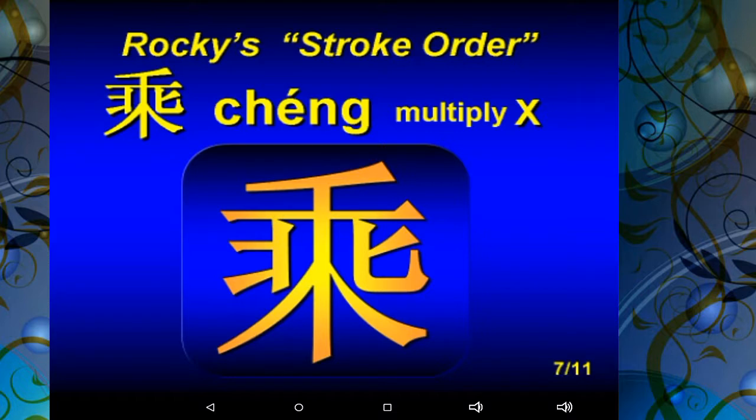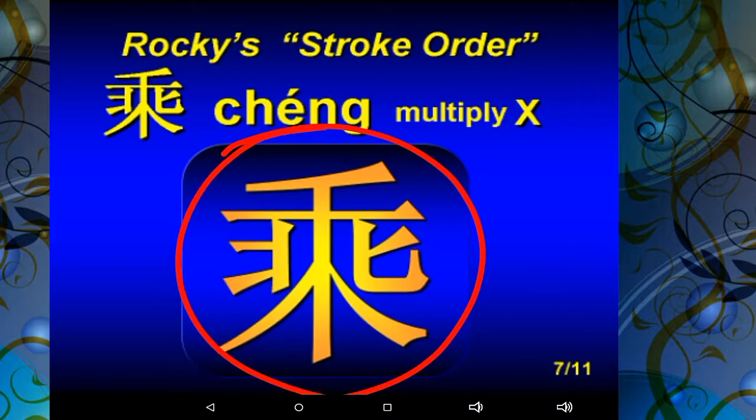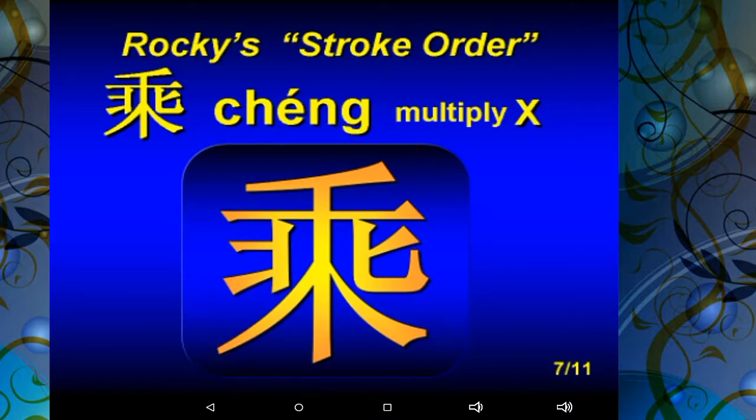Again, I just absolutely love this character. If there ever was a Chinese character that I love, it would be this one. As I said, I love all of them. But let's look at the stroke order for the Chun character.